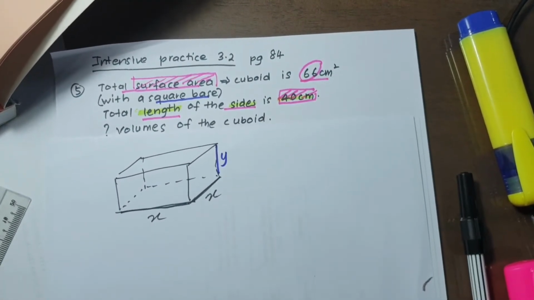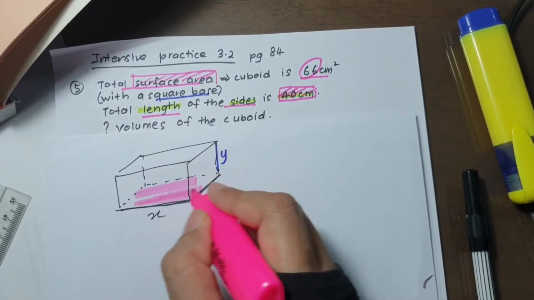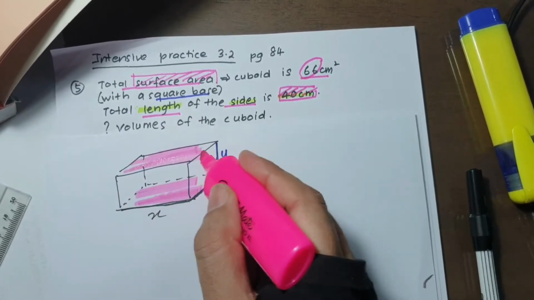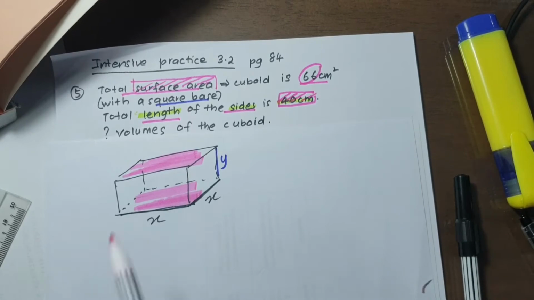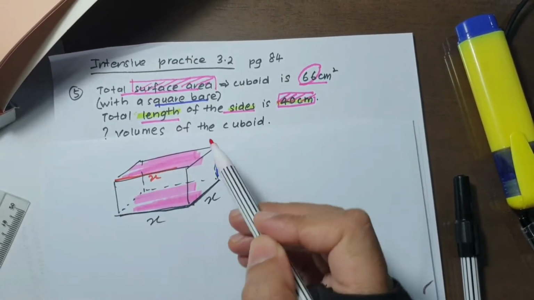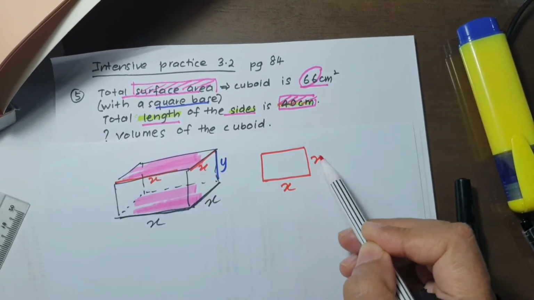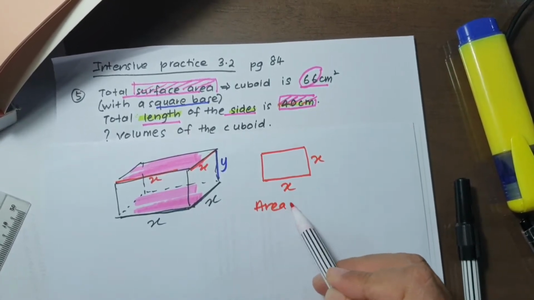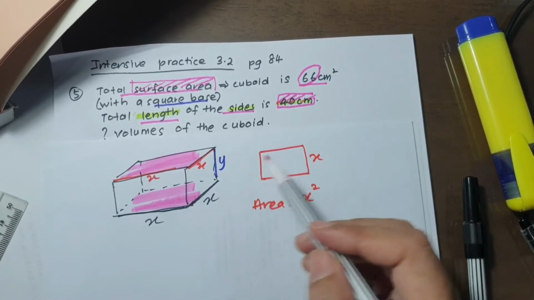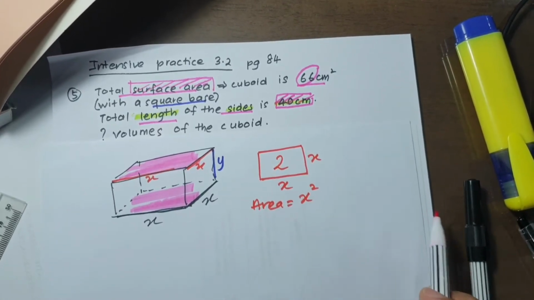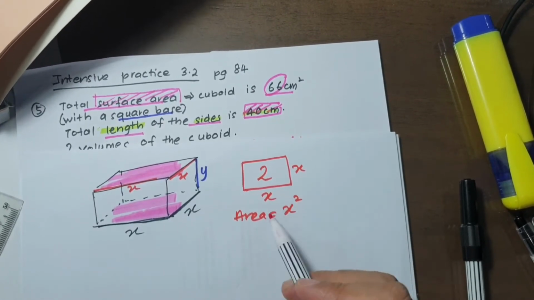So let's look at this surface. The base and this surface have the same area, because this is also x and this is also x. So the area is given by x times x, which is x squared. Now you have two surfaces like this, so the area is 2 times x squared.